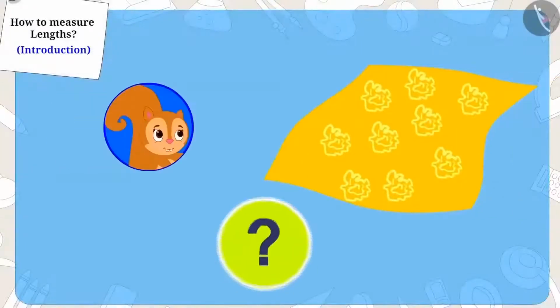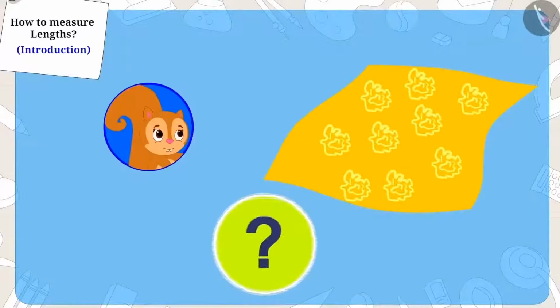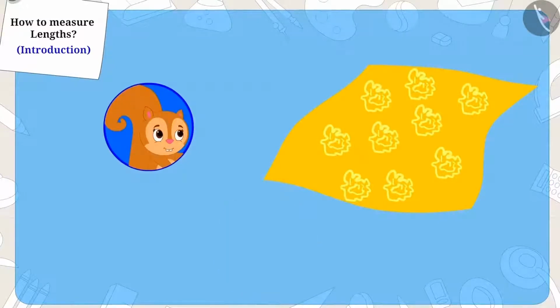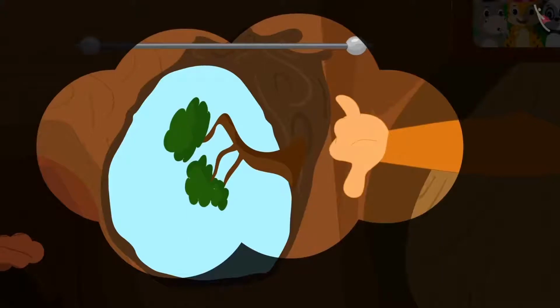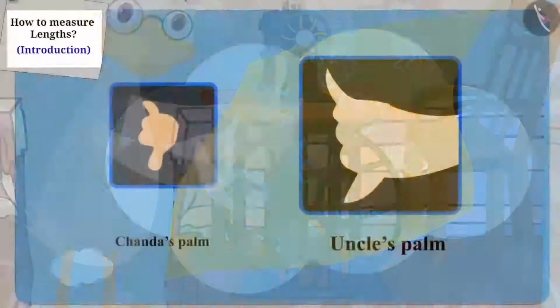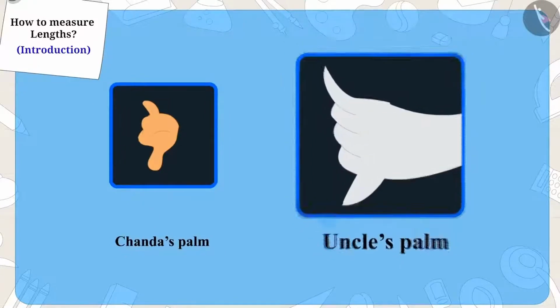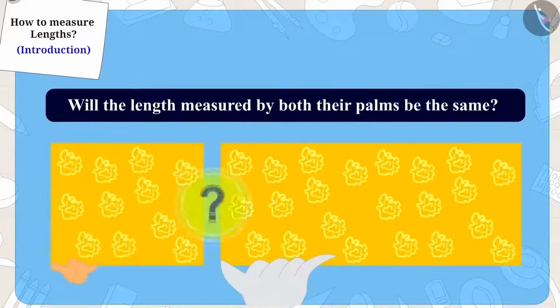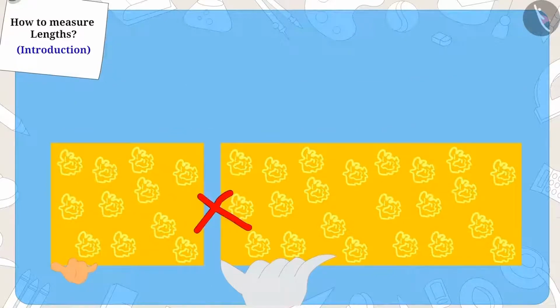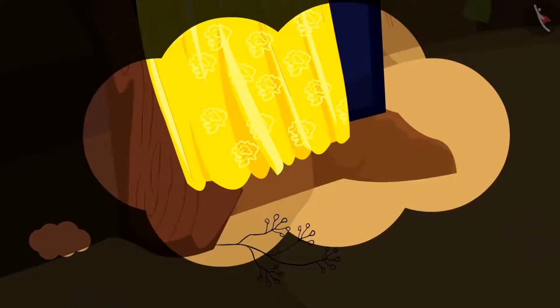Children, can you tell me why this happened? Yes, you are right. Chanda measured the window using her palms. And while giving the cloth, uncle had measured the cloth using his palms. Now Chanda's palms are so small and uncle's palms are so big. So will the length measured by both their palms be the same? No. That is why Chanda's window curtain reached the floor.